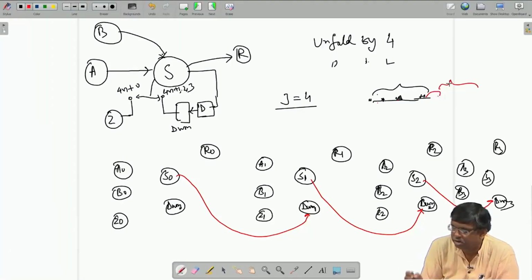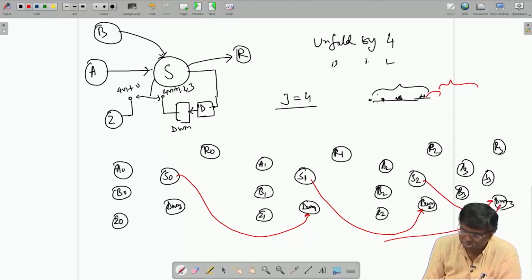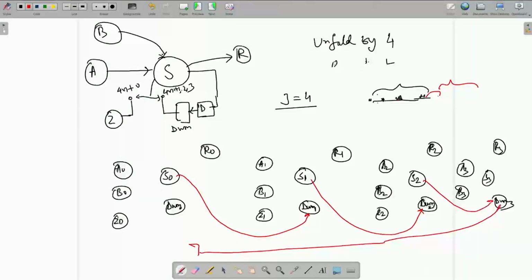From here I am going to here, right. So, this will go to DOM 3 with one delay. All right. It is very simple. Because these edges, A to S for example, have no delay, A0 will go to S0, A1 will go to S1 and so on and so forth. So, A0 goes to S0, A1 goes to S1, A2 goes to S2, similarly S2R also no delay. So, S0 goes to R0, this is very trivial.